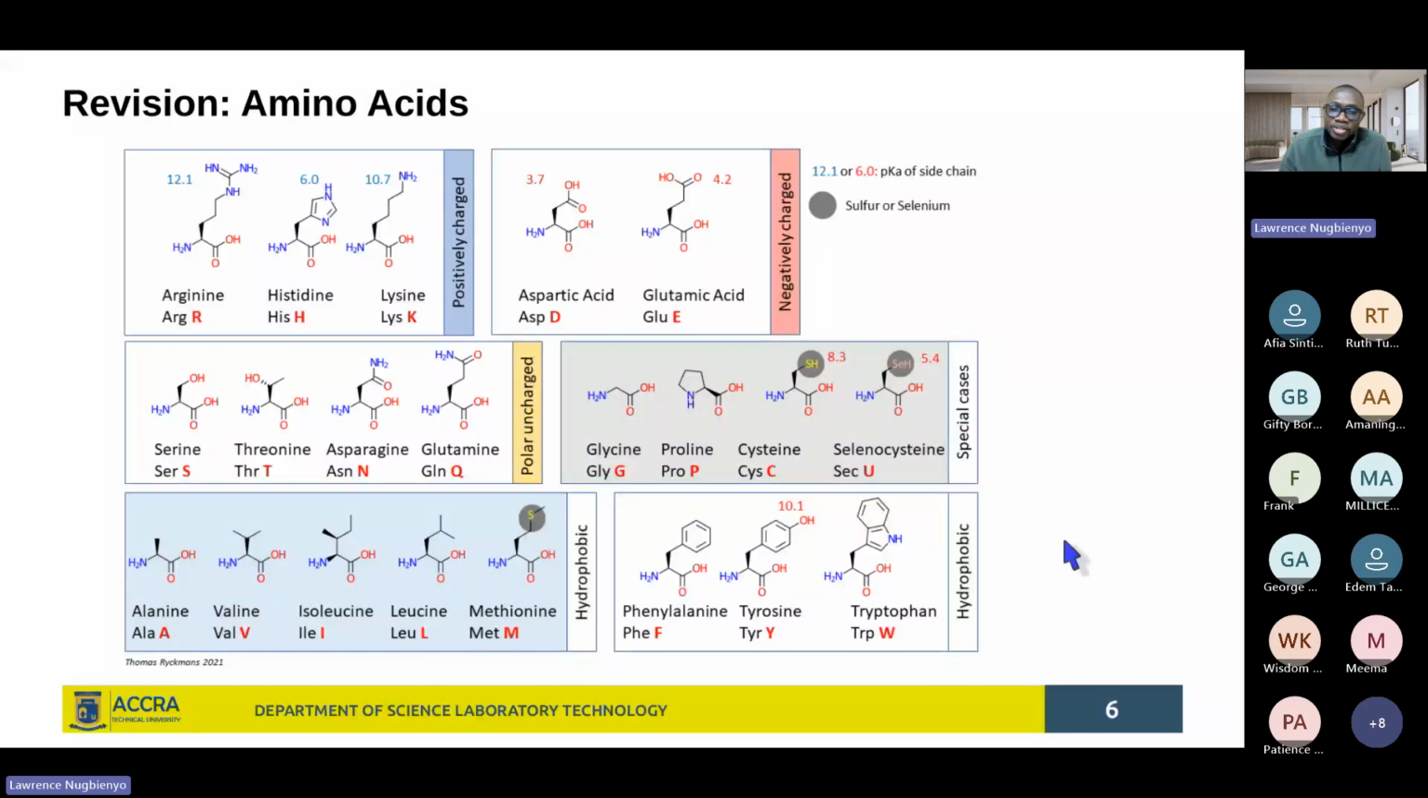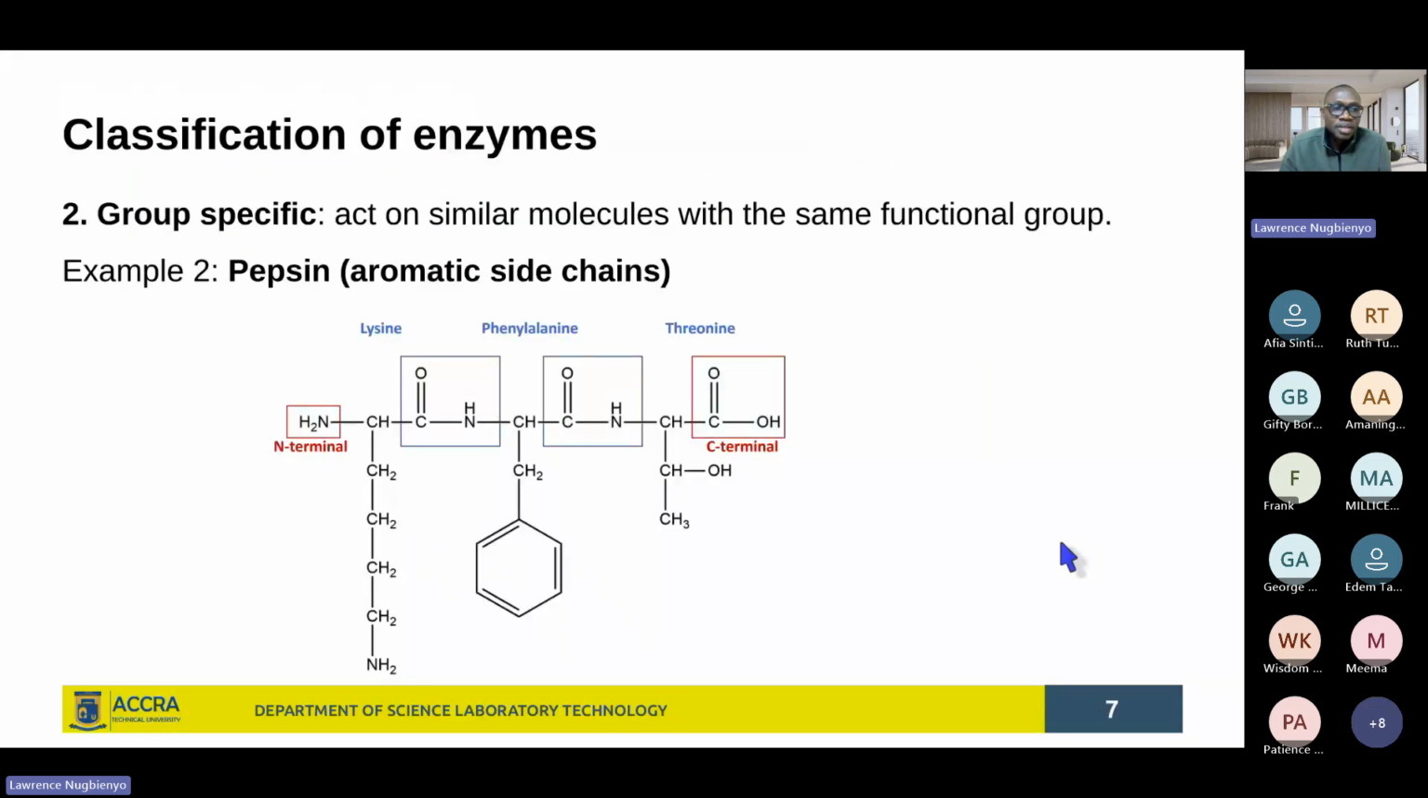Now, having reminded yourself of these side chains, the next class of enzymes is still the group-specific enzymes, but the next example that we are taking after what we just looked at with the hexokinases, we're looking at pepsin.